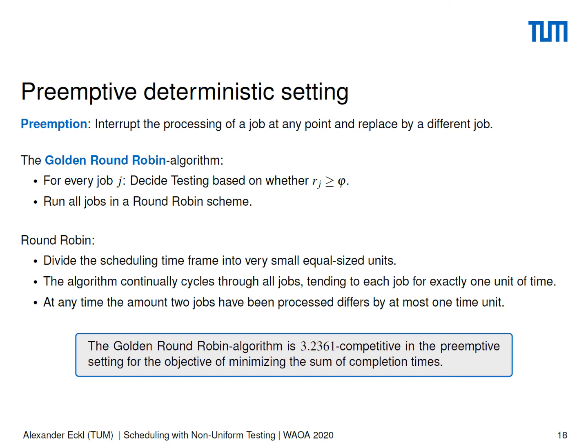In our paper, we proved that the golden round-robin algorithm is 2-phi competitive, which is about 3.2361. In the proof, we use again cross-examinations of contributions of jobs, and then use the special structure of round-robin to further improve the result.